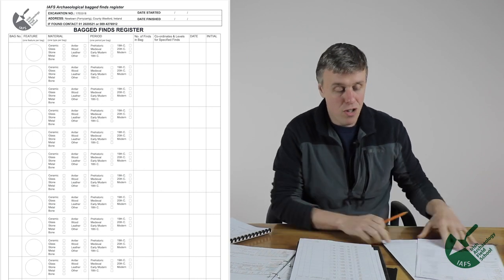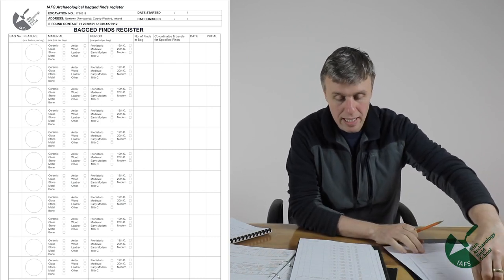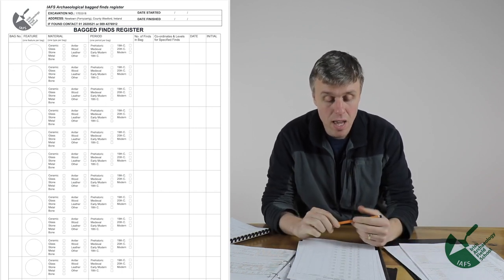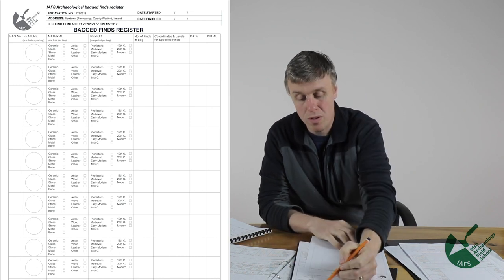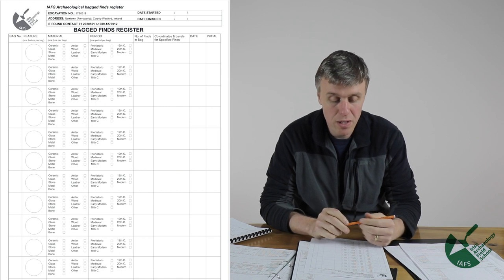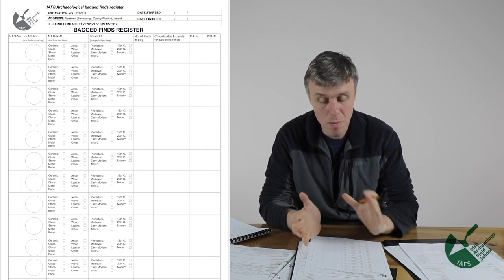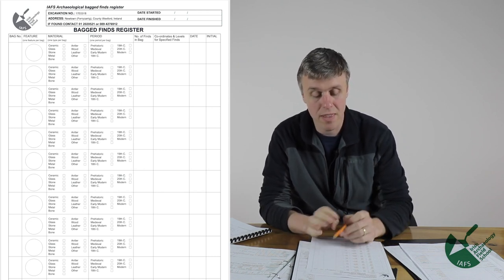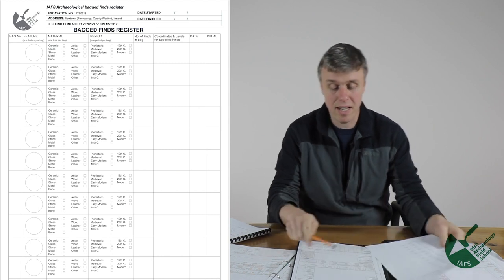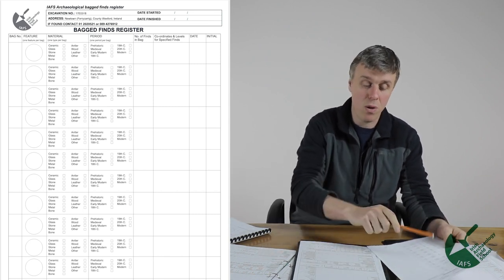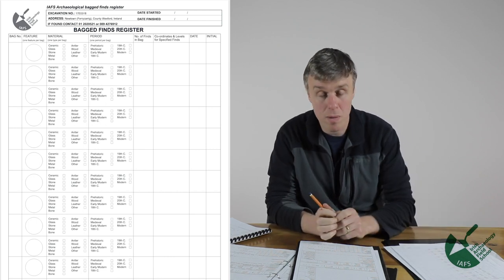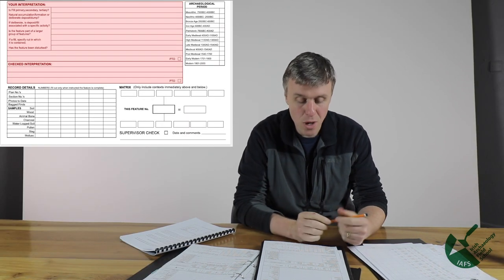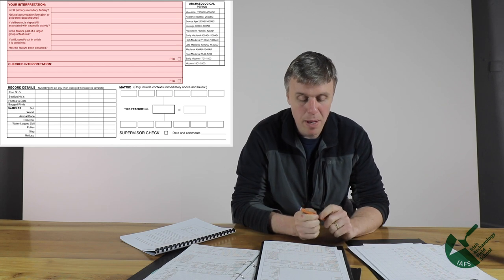So on the bag finds register, it's just a sequential list of all the bags of finds you have on site. So there'll be a bag number, again given out in blocks of hundreds or thousands, a feature number, which will come back to the feature number on your sheet, what material the finds are made of, what period you think they are, how many finds are in the bag, the coordinates and the meters above sea level for those finds, if you want to capture that, and the date and initials, okay? So basically this list articulates the two different record types with each other. We will be talking about the bag finds register in more detail in a different video, so we won't labor on it now.